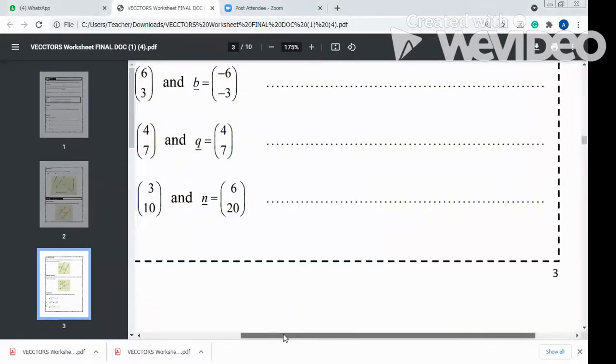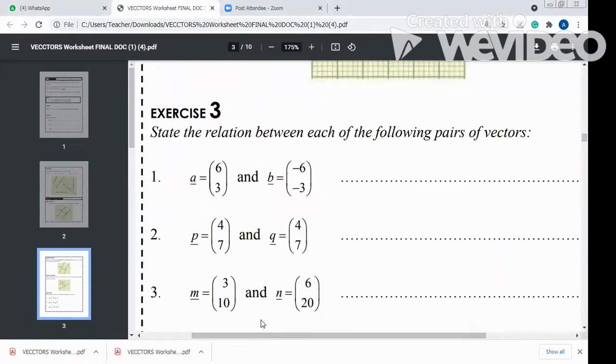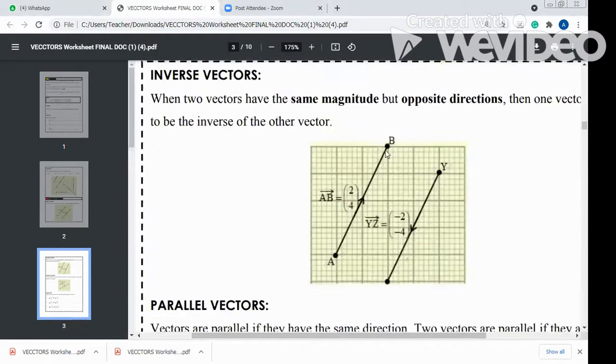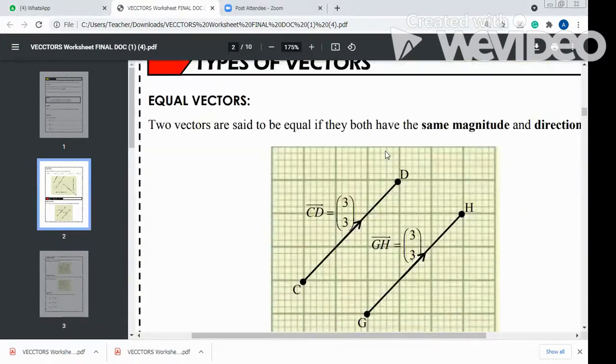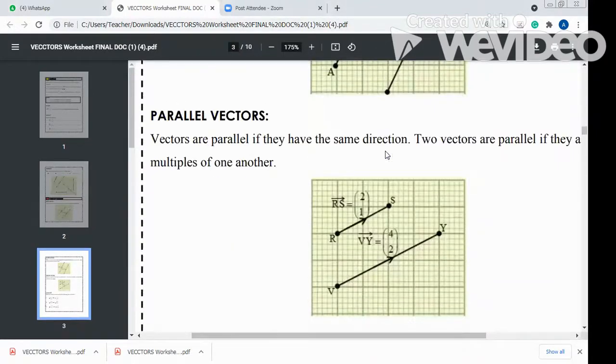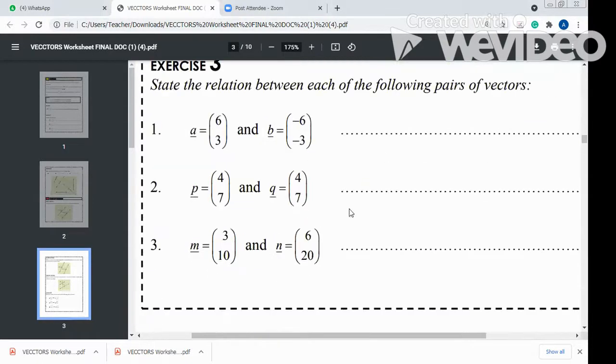Class activity. 3 minutes. It says state the relationship between each of the following vectors. So we just looked at equal vectors, inverse vectors, and parallel vectors. All right, 3 types. And right here, they give you a pair of vectors. So they want to know what is the relationship between A and B. Are they parallel? Are they inverse? Or are they equal? All right.